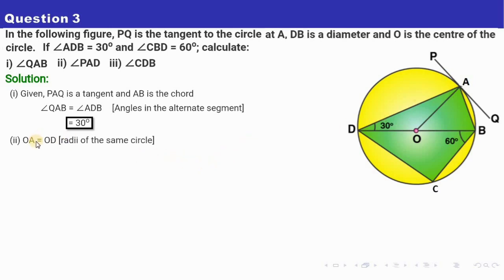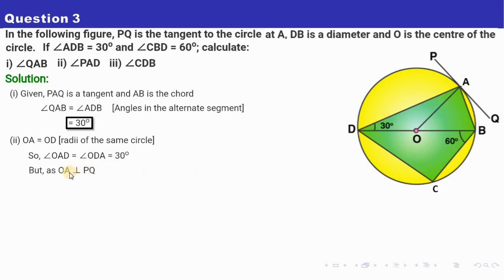As it is given, OA and OD will be equal because they are radii of the same circle. So OAD is an isosceles triangle, right? In an isosceles triangle we have two sides equal and together with it we have two angles equal. So that's why this angle is 30, so this also has to be 30 degrees. So angle OAD will be equal to 30 degrees. Okay, fine. Now we found this angle.